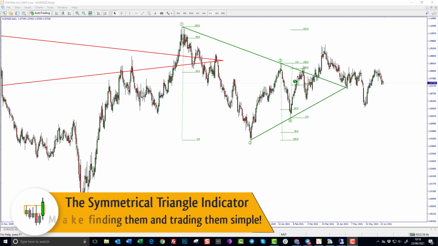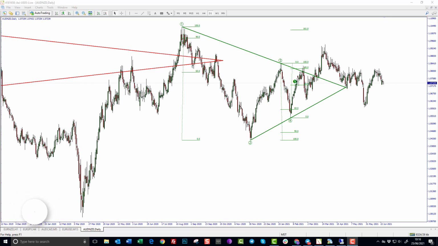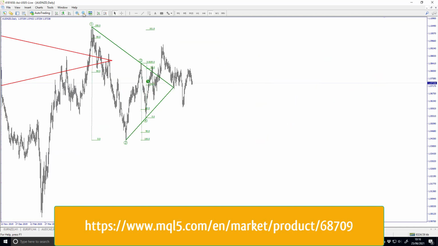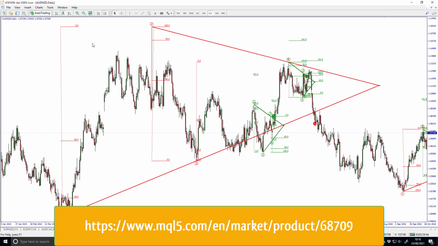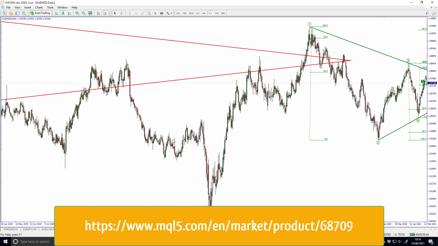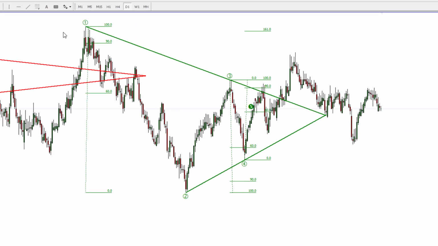So let's take a quick look now at a much easier way to find these symmetrical triangle patterns. This is the symmetrical triangle pattern indicator. And as you can see on the chart, what it does is it draws the symmetrical triangles on automatically for you. So you don't have to worry about going and finding them yourself and doing the measurements and keeping track of your charts constantly. On the chart here, you can see that we've got the symmetrical triangle drawn in. It's also labeled the points for us and the alert, and it's even drawn in the Fibonacci levels automatically and the retracements here for you as well.